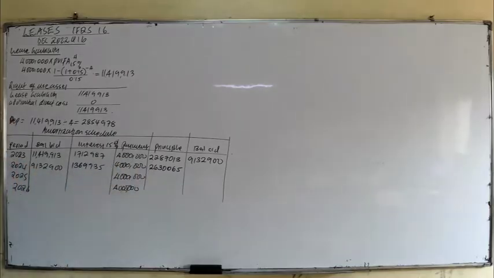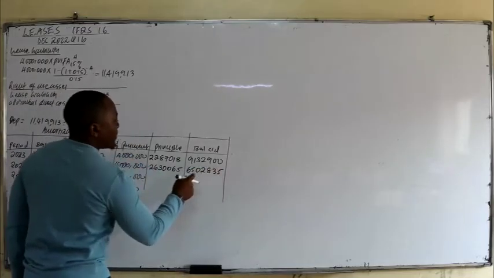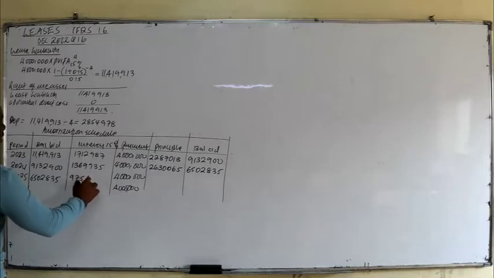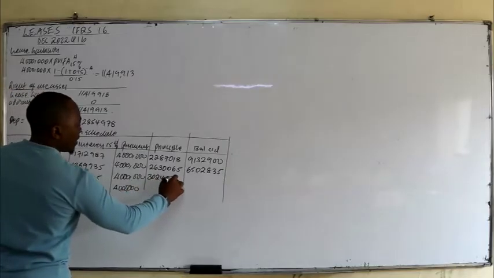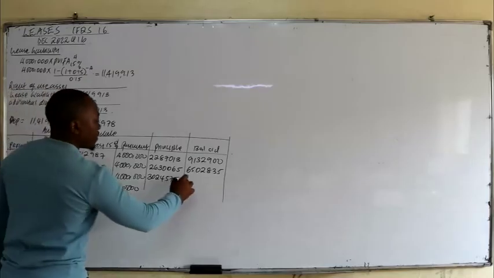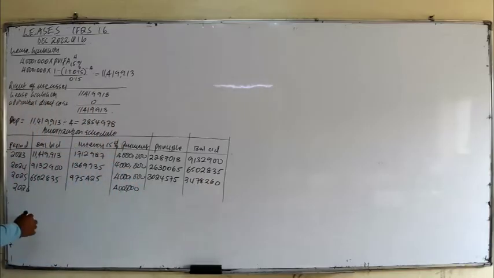To get the balance carried down, you take the balance brought down and deduct the principal. 6,502,835. The balance carried down becomes the opening balance. 15% of that is 975,425. 4 million minus that gives the principal, 3,024,575. Then the balance carried down is 3,478,260.